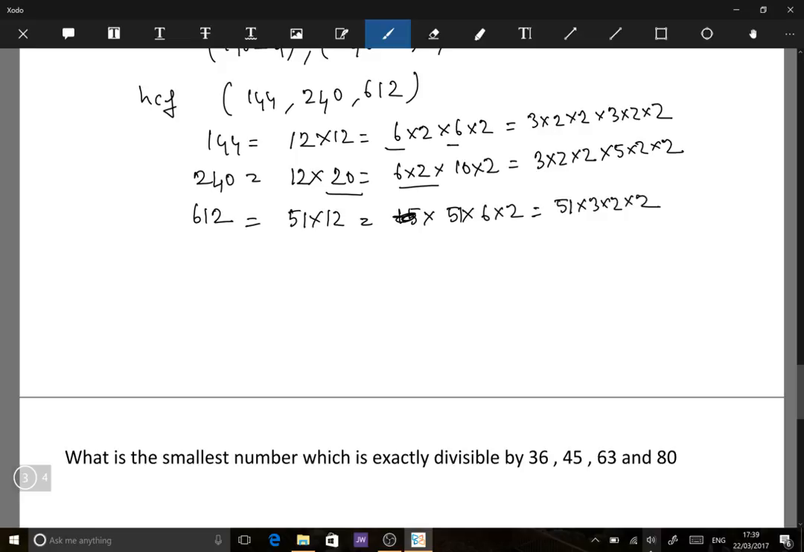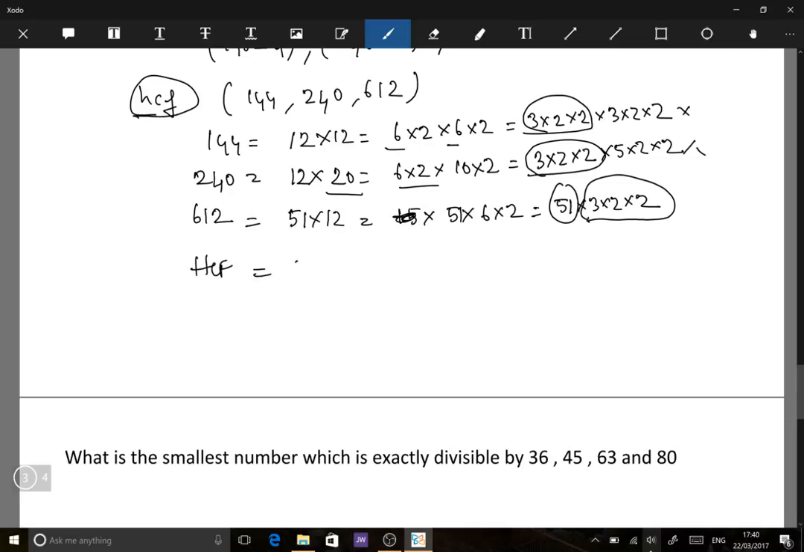Now I'm going to find the common multiplying factors to determine the HCF. I have 3 into 2 into 2 here, 3 into 2 into 2 here, 3 into 2 into 2 here. I don't have 51 in the other two terms, so it is not possible. So the HCF must be 3 into 2 into 2. 3 2s are 6, into 2, 12. So the HCF is 12. It is very easy, right?